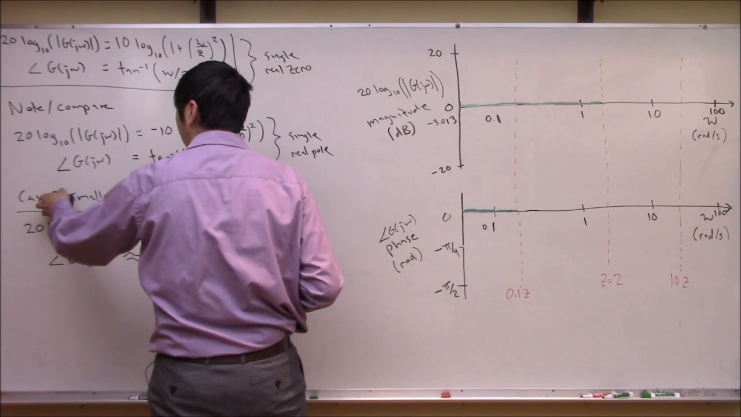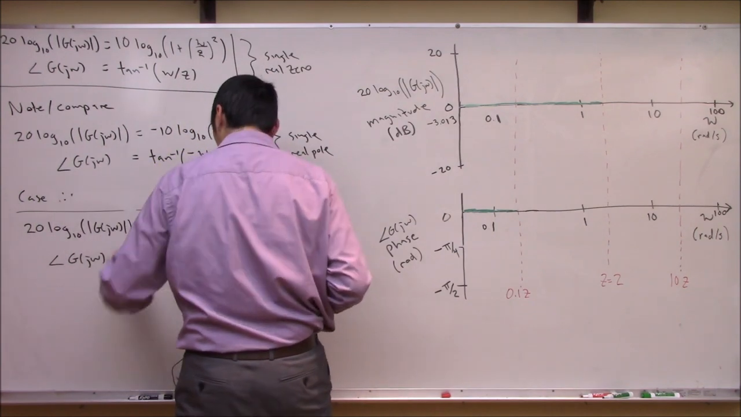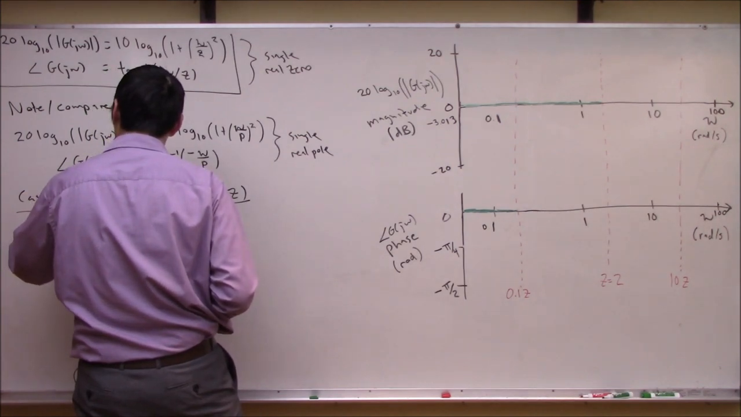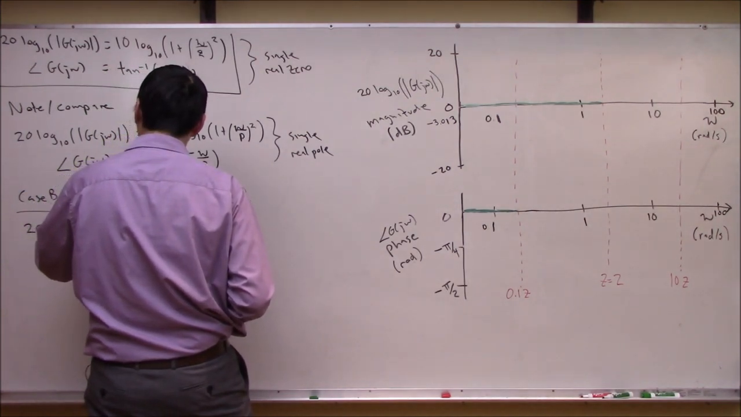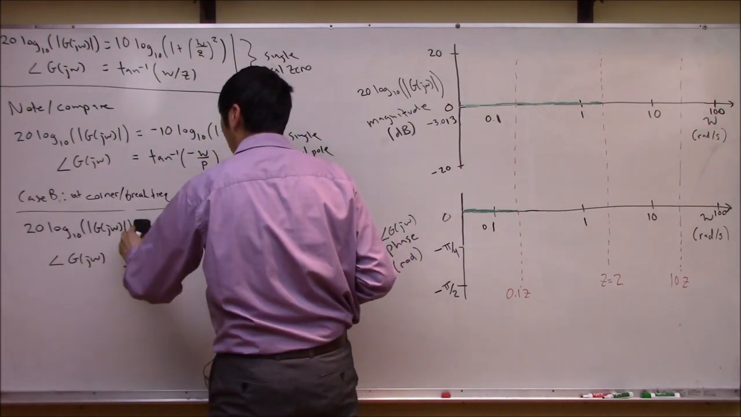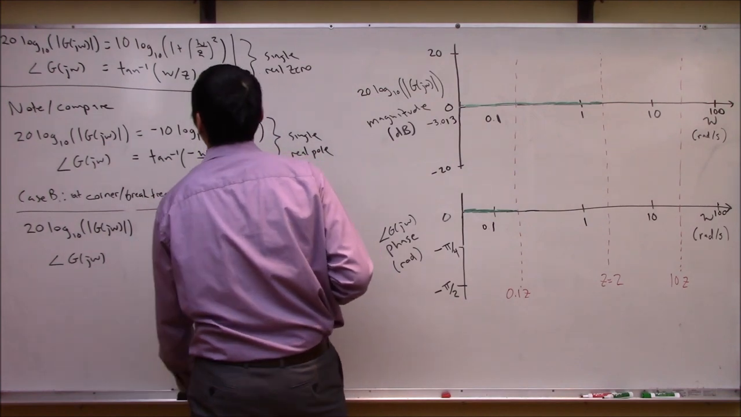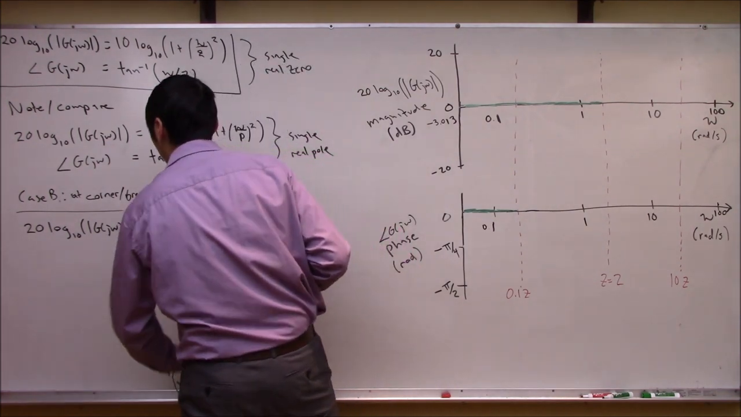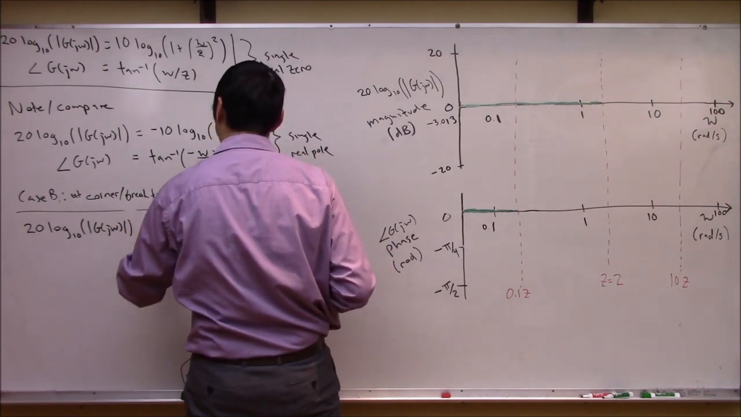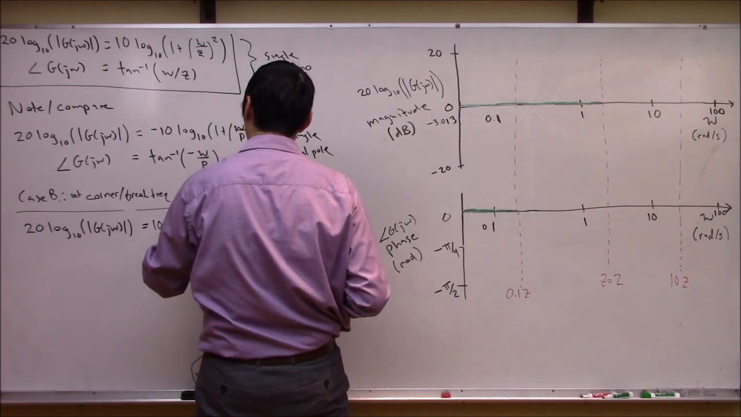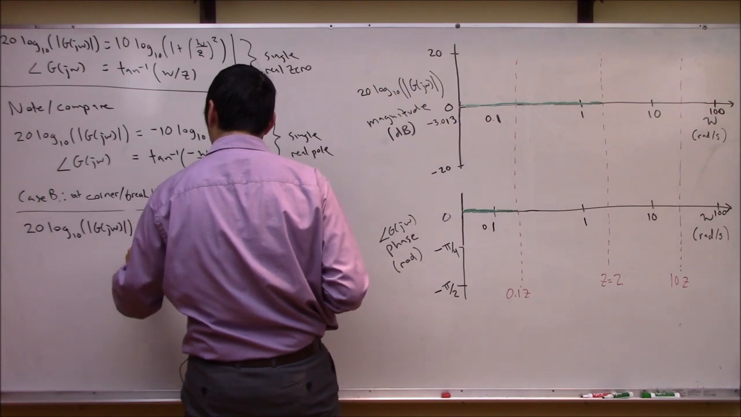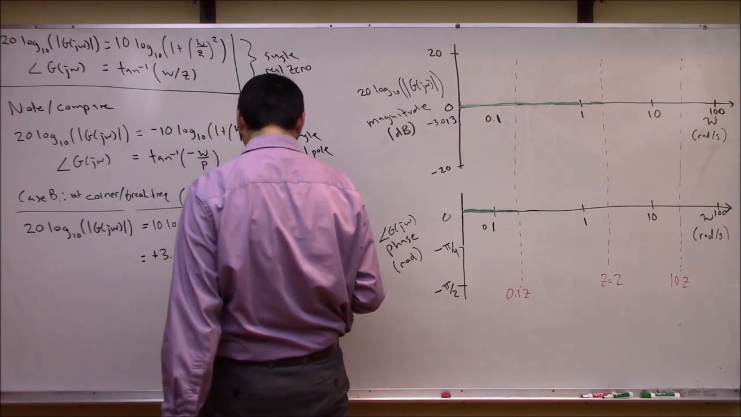So how about case B here, right? Case B was look at the corner or break frequency, which was when omega is equal to z here, right? So you follow the exact same logic here. Let's do it maybe for the magnitude, just so we're all on the same page, right? So it's 10 times log base 10 of 1 plus z over z squared here, right? So this thing comes out to basically positive 3.013, okay?